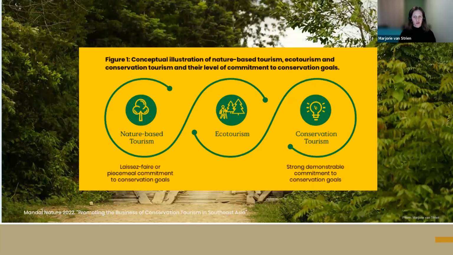If we position tourism business approaches that are based on the natural environment along a continuum, nature-based tourism can be found on one end of the spectrum, which includes business approaches that generally have a more piecemeal commitment to conservation goals. Then there is ecotourism. The conservation of natural resources is essential to the management of these businesses. Now, conservation tourism entrepreneurs take this one step further, really directing investment and visitor activities towards verifiable conservation outcomes.